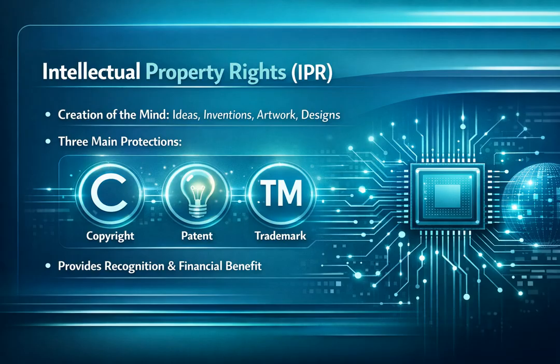Intellectual property refers to creations of the mind, inventions, artistic works, designs, names, and logos. These creations are legally protected to give their creators recognition and financial reward. The three main forms of intellectual property protection are copyright, patent, and trademark.